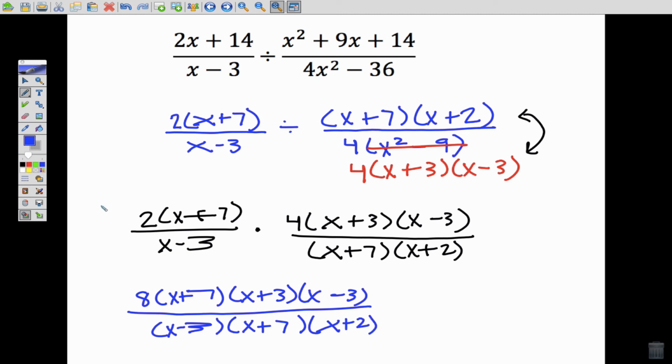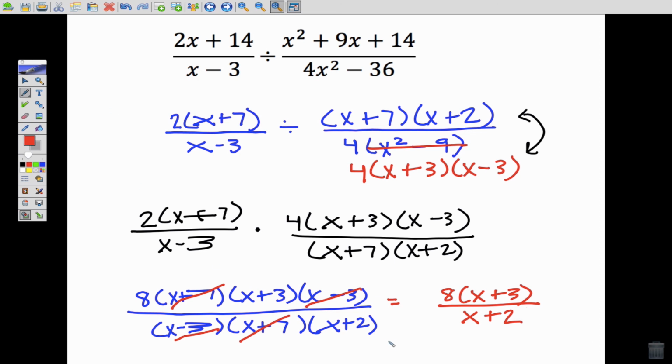And then you look for things that you can cancel. So x plus 7 divided by x plus 7, boom, gone. X minus 3 divided by x minus 3 is 1, so that is also gone. And that's all that'll cancel, so what I have left up top is an 8 and then x plus 3 divided by x plus 2. You don't need to leave the x plus 2 in parentheses. You can. It's not wrong. But that would be your simplified answer.